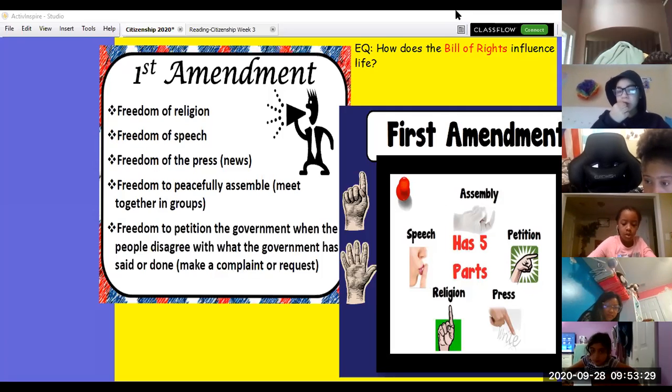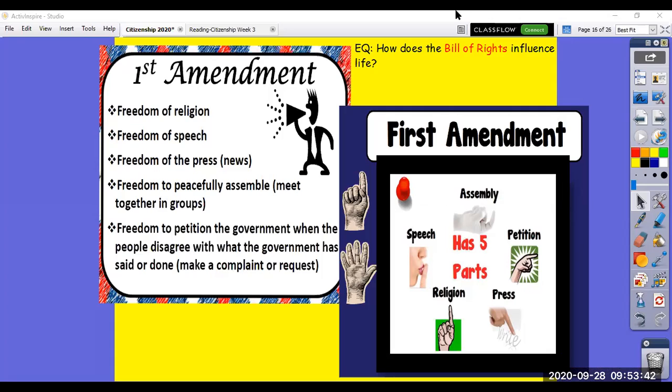And the last one, we're going to do assembly. Freedom of peaceful assembly, okay? Groups of people, if they want to petition, they can do so. And let's add petition under here as well, only because with our hand gesture, it's separate. Freedom of religion, speech, the press, assembly, and petition. Freedom to petition the government when the people disagree with what the government has said or done. Kind of like a complaint. If you disagree, you have the right to petition the government.